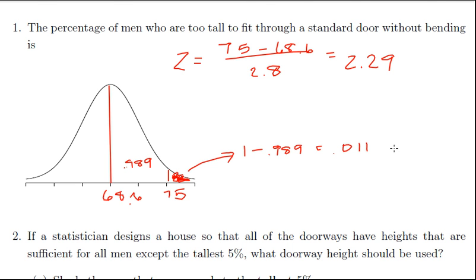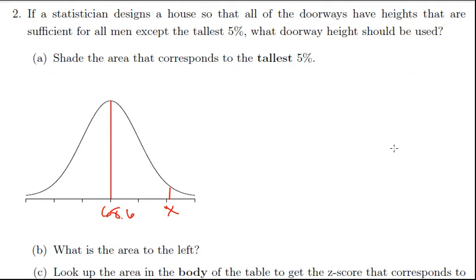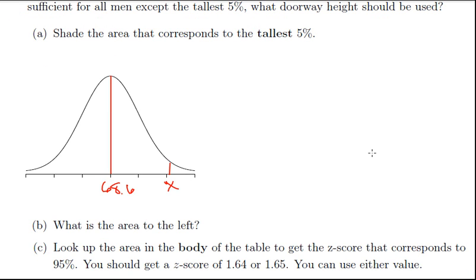Next question, a little more difficult. If a statistician designs a house so that all the doorways have heights that are sufficient for all men except the tallest 5%, what doorway height should be used? So this is a little different in that we want to find a value for x. So here's our picture. We're looking for this value, and we want the area to the right to be 0.05. That's because this value for x that we're looking for represents the tallest 5% or the 95th percentile. Those are the same things.